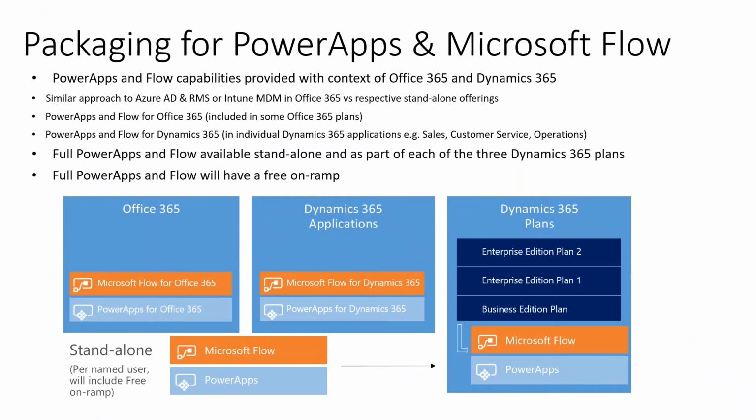Now there's the packaging for Power Apps, and there's a lot of information on this slide. And for anyone who wants this after the fact, we're happy to share the slide deck with you. But basically the Office 365 subscriptions all include a component of Microsoft Flow. And then as you get into the Dynamics 365 applications, you get a little bit more. The plans, the Business Edition, Enterprise plans 1 and 2 on the Dynamics 365 portal include these.